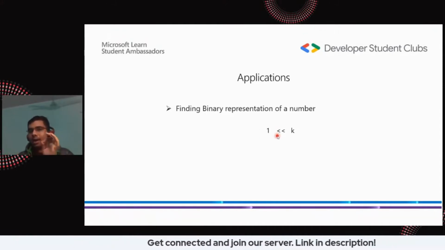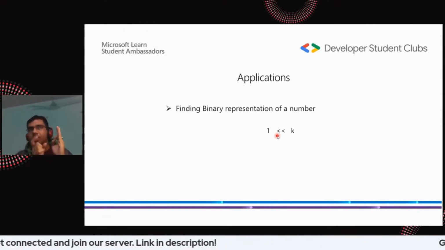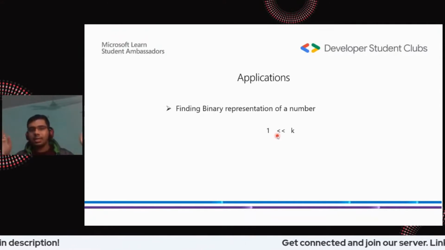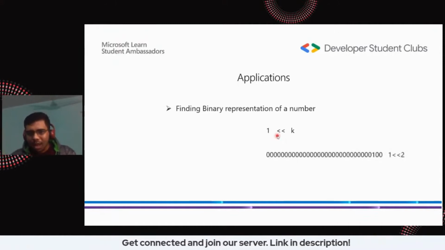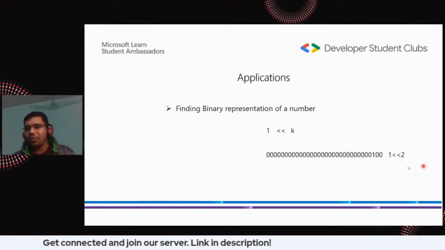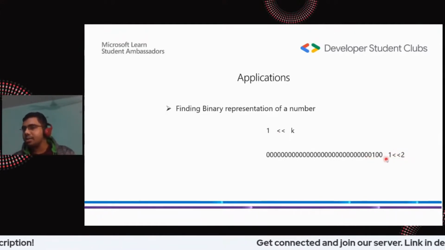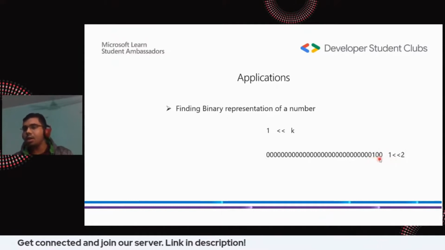So if we have 1 and we're left shifting it by k number of bits, that would put the 1 at the kth position, and all other bits to the left and right will be 0. As an example, if you left shift 1 by 2, this would be 100, and all the digits after this 1, that's basically 2 digits, will be 0.